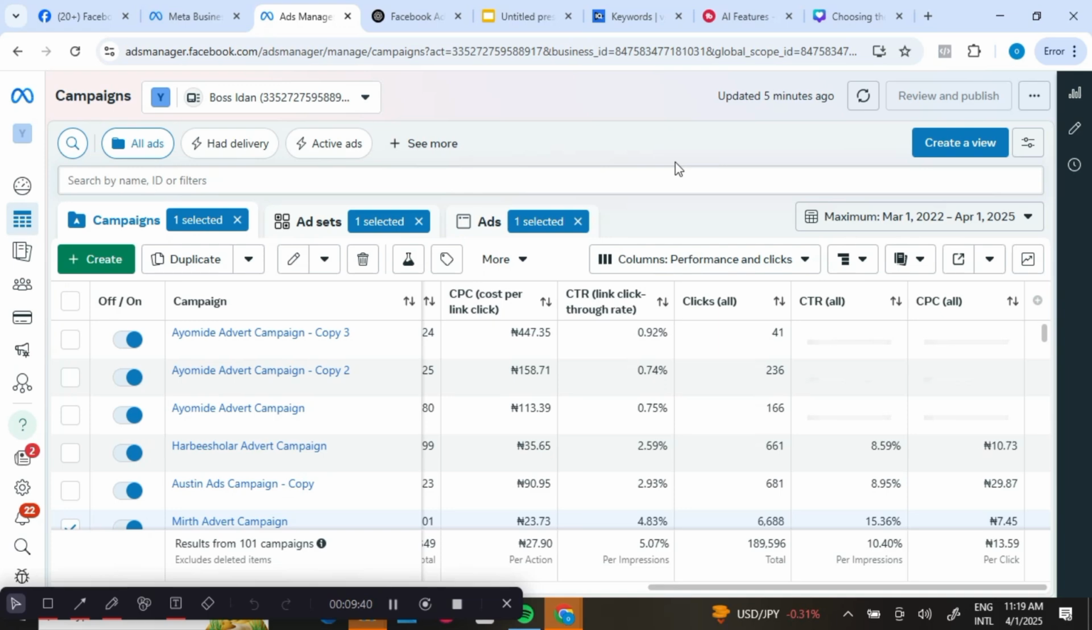So this is just a simple breakdown of how to check your metrics. I believe you have learned. Ensure that you also implement. See you in the next one.